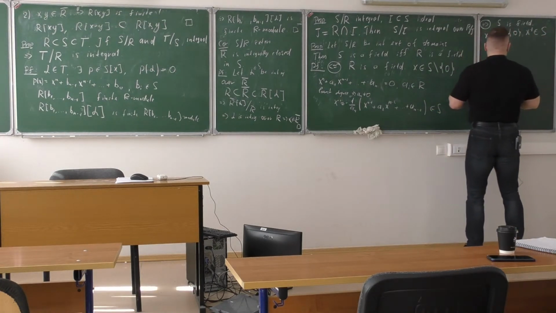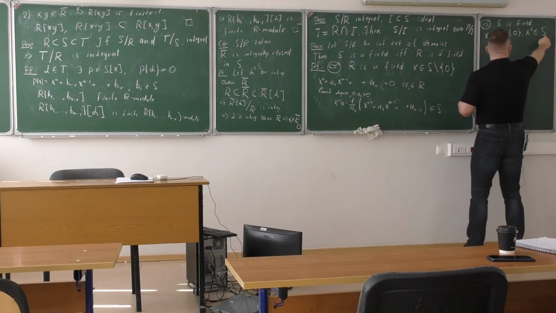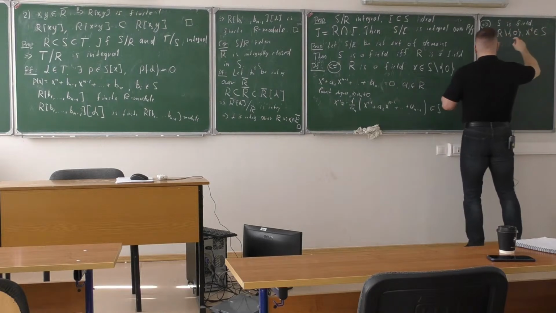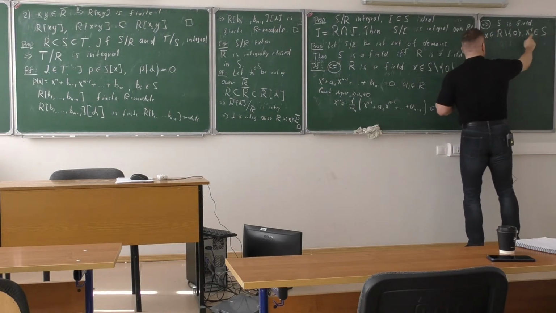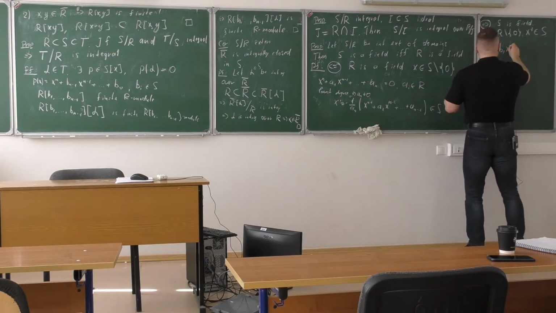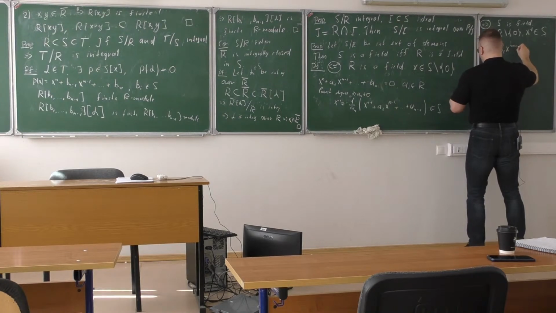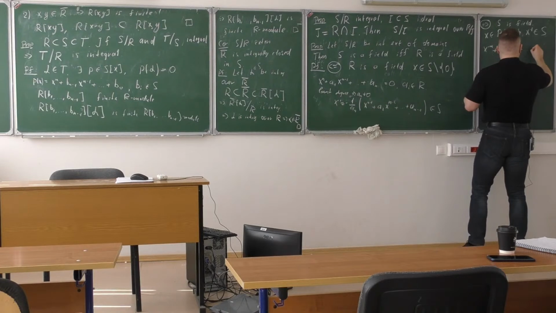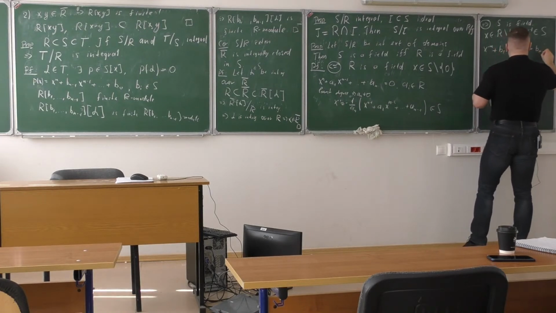Okay, but this is an element in the ring S, and S is integral over R. So there is an equation of integral dependence for this element x inverse. So I can write x to the minus m plus b1 x to the minus m plus 1 plus etc. up to bm.